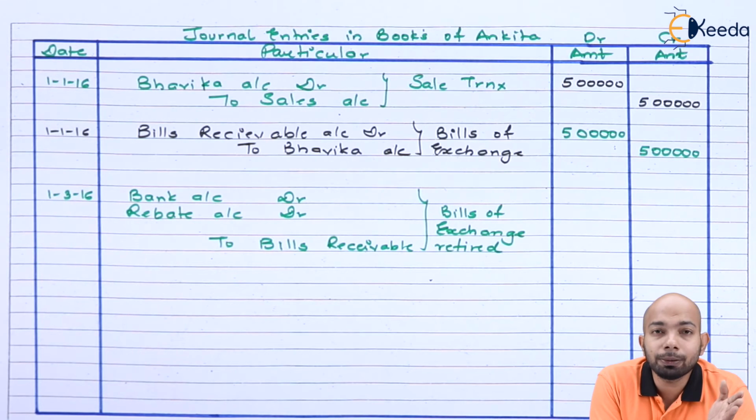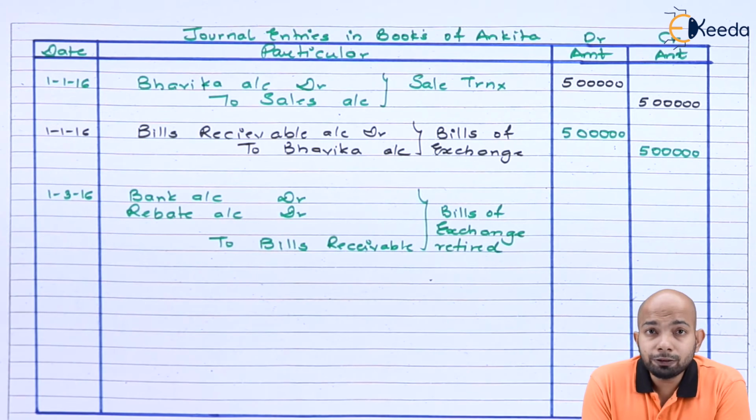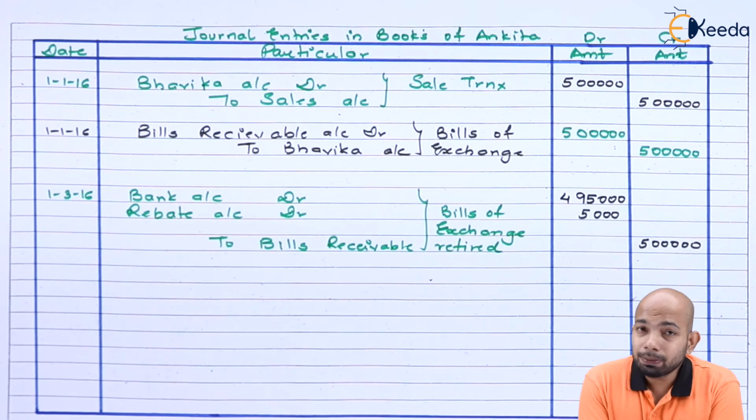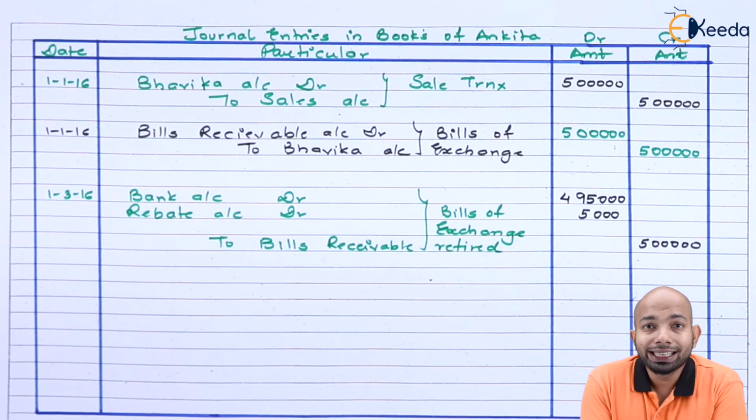So we have to give a rebate of 12% on it. Now let's calculate how much the rebate is. 12% on 5 lakh gives you 60,000 per annum. For 1 month, that is divided by 12, it will give you 5,000. That means you have to give a 5,000 discount. So in total you received 4,95,000. Now this marks the closure of the drawer account. Let's prepare the same thing for the drawee account now.